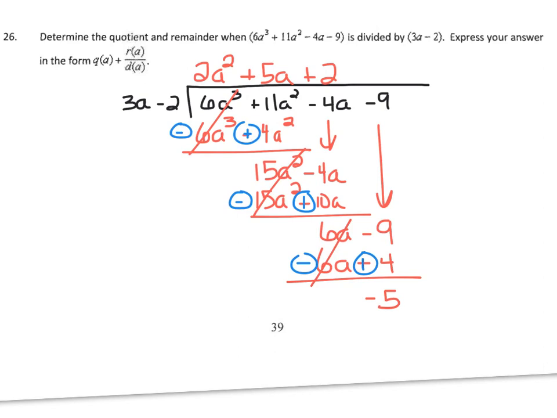So we know we want to take our answer, and since it's a negative remainder, I'm just going to put minus, and then we're going to put the remainder over what we were dividing by, which was the 3a minus 2. Okay, so this right here is our answer.